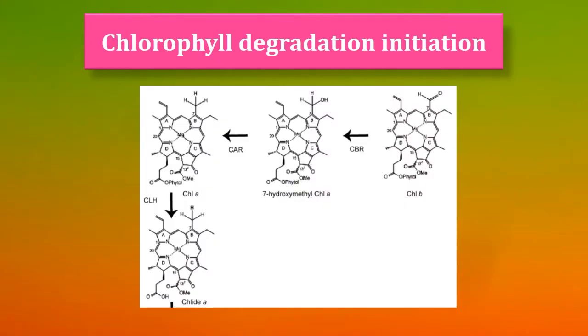This is the biochemical pathway of chlorophyll degradation. When chlorophyllase acts on chlorophyll to form chlorophyllide, it starts converting into chlorophyll breakdown products. But whenever it is not broken down like this, the chlorophyll will remain active for a long time.